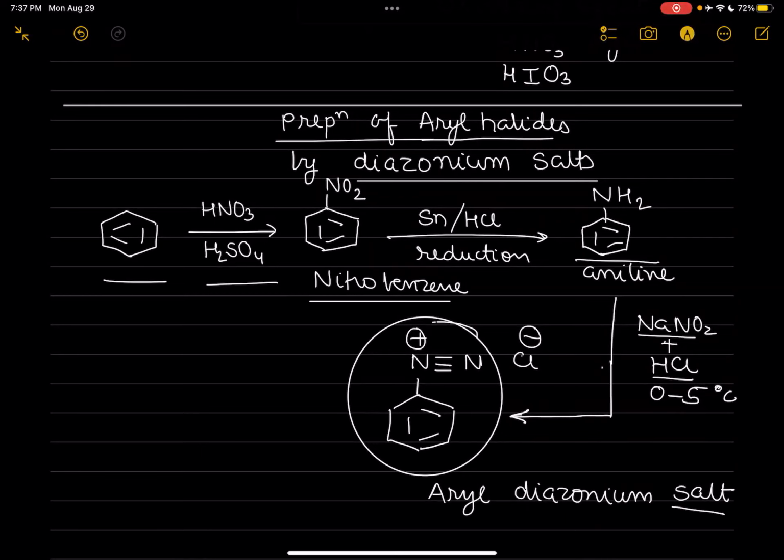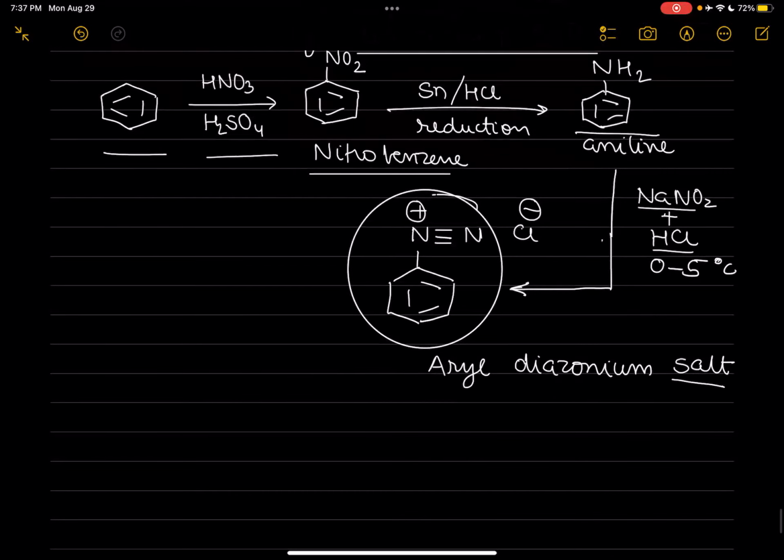Why is it called a salt? Because you have a cationic part and you have an anionic part, just like salts, NaCl, you have Na plus and Cl minus. Okay. So this is a diazonium salt. So for preparation of aryl halide, we need this diazonium salt, but we need to prepare the diazonium salt also. And this is the way.